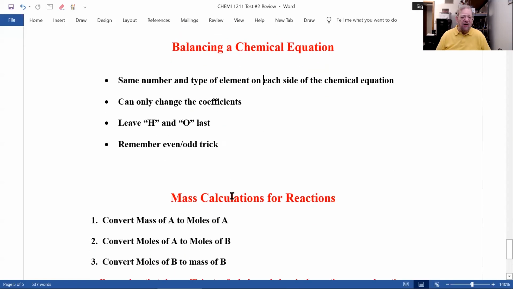Now, using a balanced chemical equation, first of all, you should know that the coefficients of a balanced chemical equation give you molar ratios. Let me write this one again here.